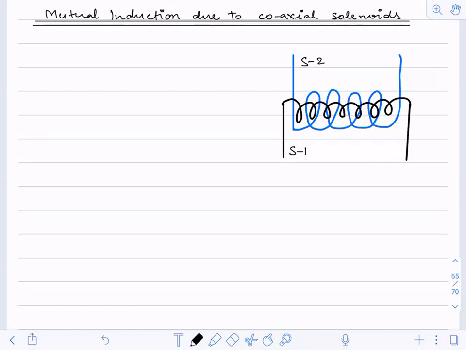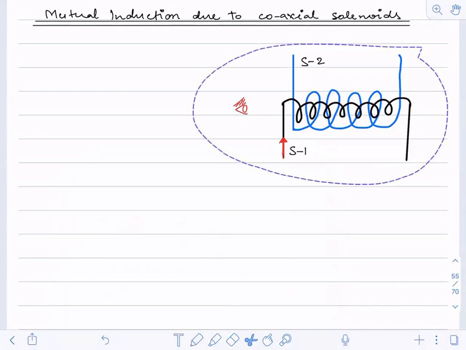There is a current flowing in the first coil. If you observe this coil from this side, how will you observe it? What will you see if you observe this coil from this side?